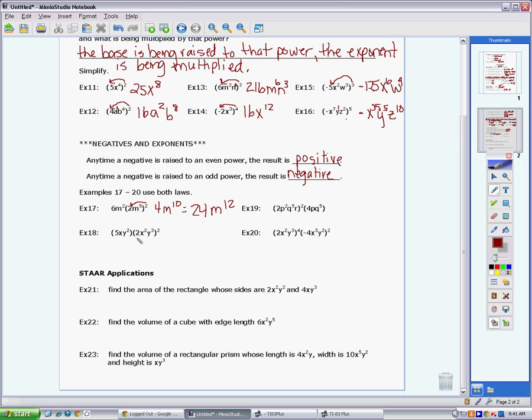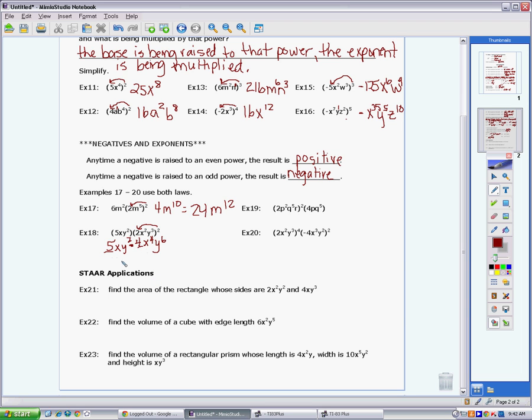Number 18, again, I need to apply the exponent first. So I'm going to get 2 squared is 4, and then x squared squared is going to be x to the 4th, and y cubed squared is going to be y to the 6th. And again, I'm multiplying my exponents. And then I've got 5xy squared that I'm multiplying.